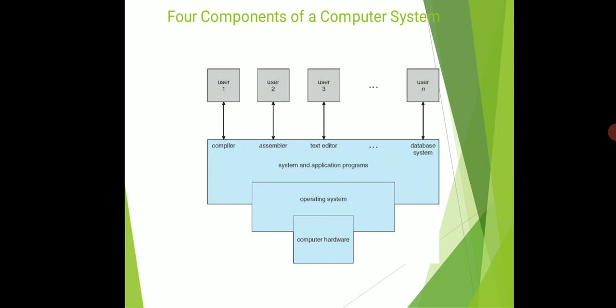First one, computer hardware, that is in the first level. In the second level we are having operating system. In the third level we are having system and application programs. So compiler, assembler, text editor, database system, those things directly interact with the users. This is the basic graphical diagram for components of computer system. So computer hardware is in the first level, OS is in the second level, and in the third level we are having system and application programs. This only will interact with the users. So this is a main concept.